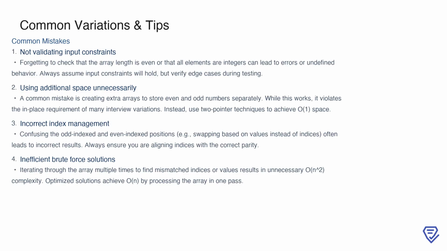Next, many people mistakenly use additional space, like creating separate arrays to store even and odd numbers. While this approach can work, it often violates the in-place constraint required in many interview settings. Instead, using a two-pointer technique is more efficient and adheres to O(1) space.